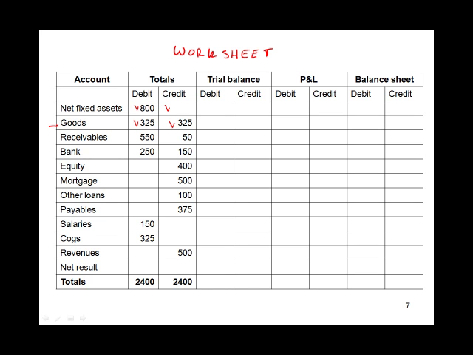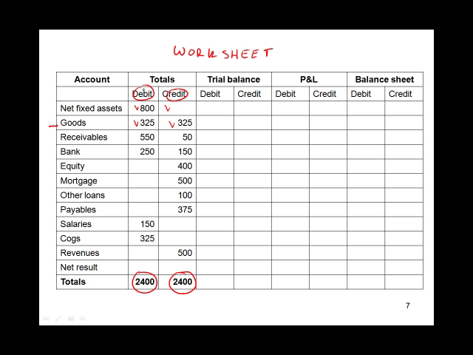Now we do that for each account, and when we finish doing that we calculate the totals, the sum of the amounts in the debit column and the credit column, and they must be equal since the balance sheet is in equilibrium, as are the journal entries. Then in the next step we determine the balance of each account, which is just the difference between the amount in the debit column and the credit column.